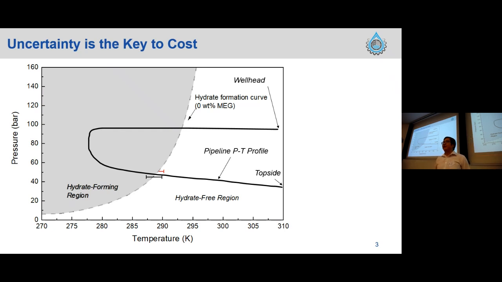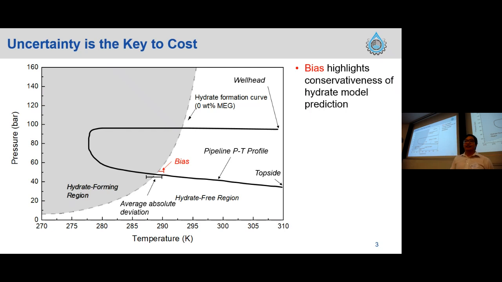The problem is that these models have associated quantities of error, which we can call the average absolute deviation or the overall uncertainty of the model, and something that's called the bias. The bias highlights the conservativeness of the hydrate model prediction, or in other words, whether it's going to overpredict or underpredict the hydrate equilibrium temperature compared to the actual hydrate equilibrium temperature.